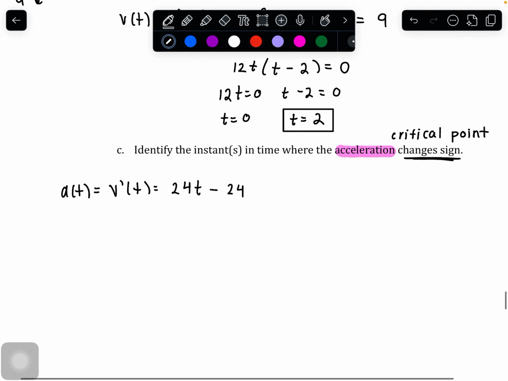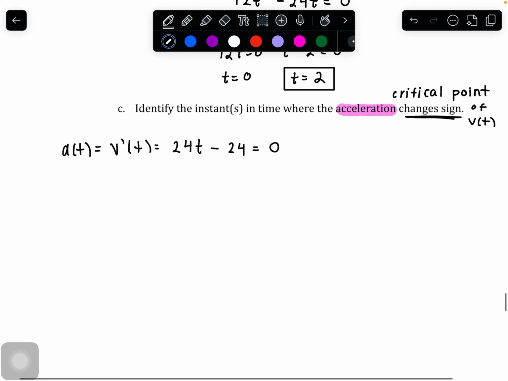Okay, so I'm going to set this equal to 0. I'm going to find where the acceleration is 0 because everywhere else it'll be positive or negative, okay? This is the critical point of velocity, by the way. If I pull a 24 out, I'll have t minus 1 equals 0. This is only true when t is equal to 1.